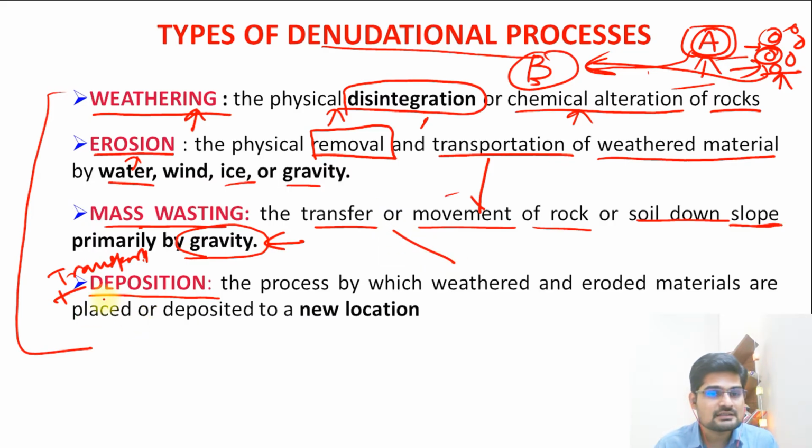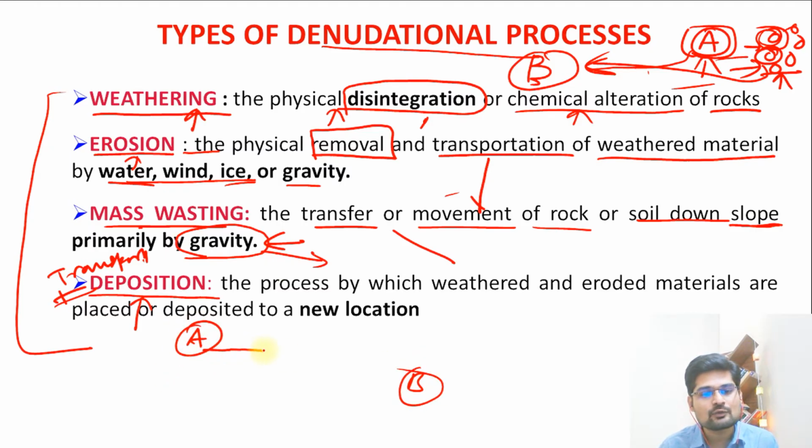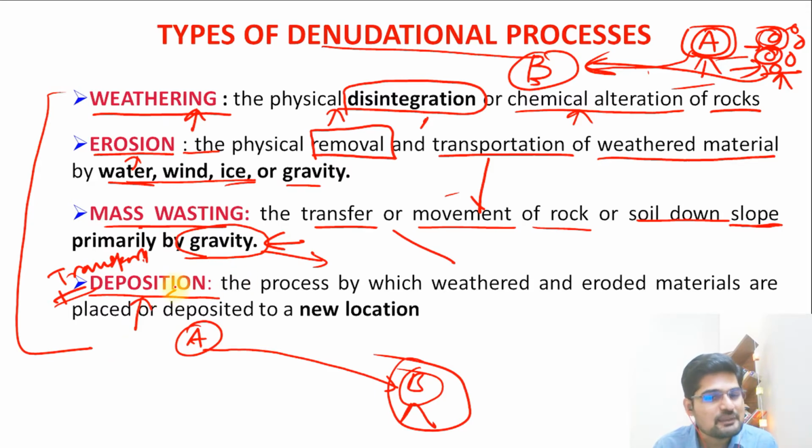Then further, the last part, which is transportation and further deposition. So what happens? The material which has been physically disintegrated in the first process is transported by various agents like water, wind, ice, and also under the influence of slope. Ultimately, from one place, from A to B, this material is transported, and at B it is now deposited. So this is the fourth part of denudational process, which is called deposition.